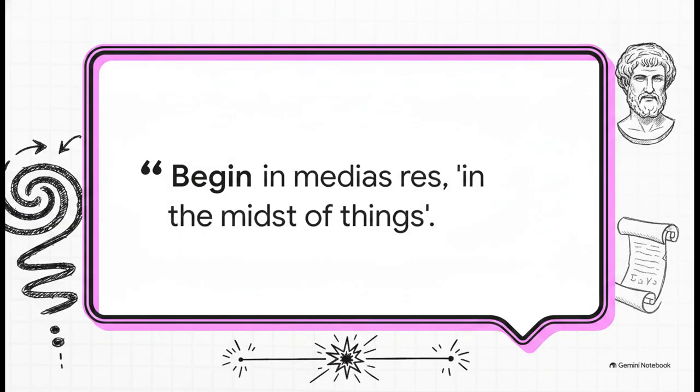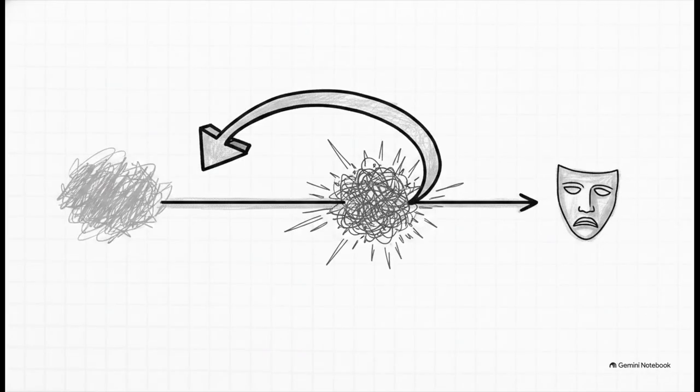As we noted a second ago, the ancient philosopher Aristotle advised a super powerful authorial choice: begin in medias res, in the midst of things. Because really, why start at the boring, chronological beginning of a character's life when you can just drop the audience right into the action, as close to the climactic event of the protagonist's life as humanly possible? Let's look at this in practice.